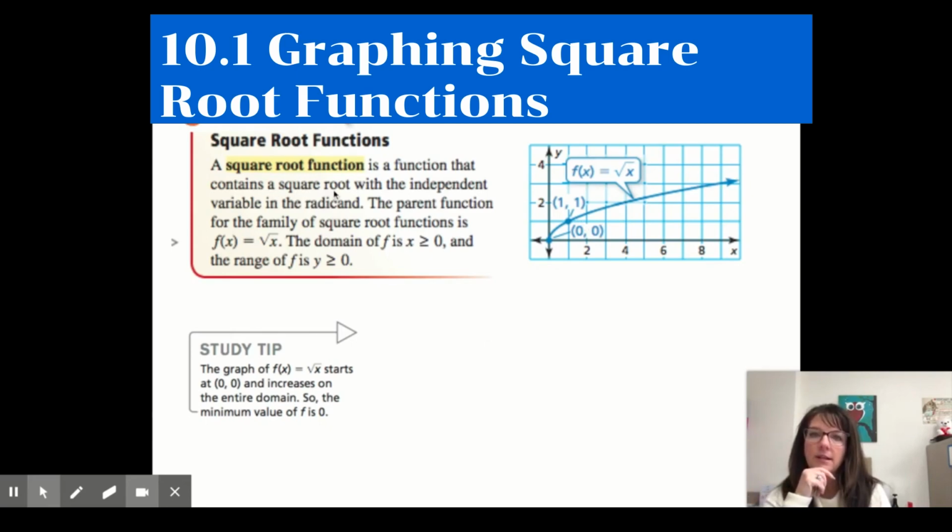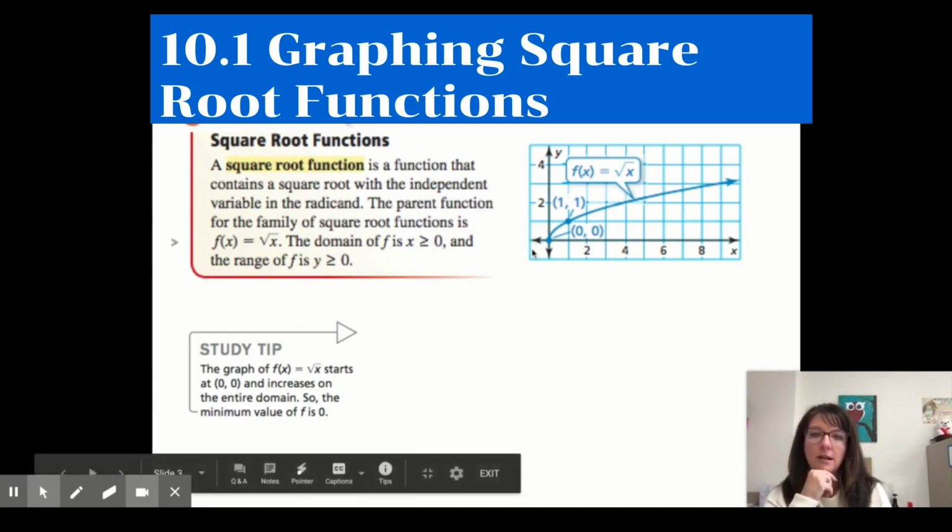We have a function that contains a square root. The independent variable is in the radicand. It's literally under the square root symbol or the radical symbol. We have the parent function, which is the square root of x. The domain of f is x is greater than or equal to 0, and the range is y is greater than or equal to 0.